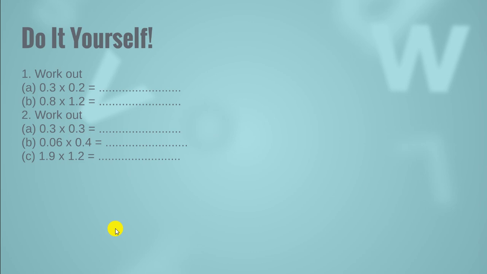Let's move forward to some examples, and here you need to do it yourself. You need to work out these questions yourself. 0.3 multiplied by 0.2. In this question you can see that you have one decimal place on the right side of the decimal point in each number, so you have two decimal places. In this question, 0.06 multiplied by 0.4, you have two decimal places in the first part, and you have one decimal place in 0.4. So altogether you have three decimal places. Whatever answer you get, you will have three decimal places on the right side of your decimal point.